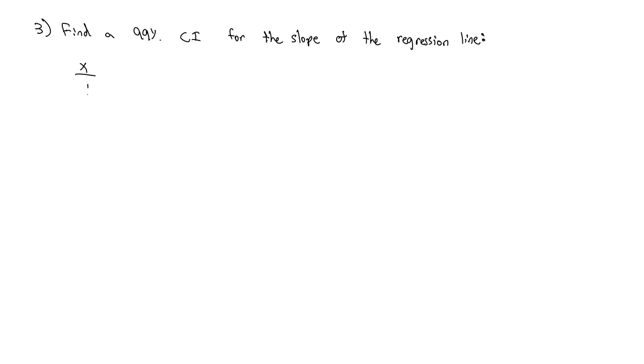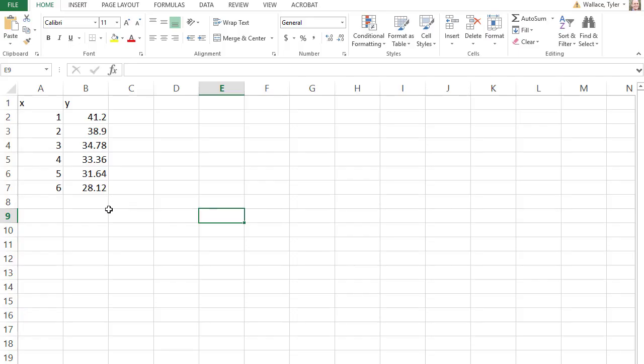Let's say x is 1, 2, 3, 4, 5, 6. And the y's for each of those values were 41.2, 38.9, 34.78, 33.36, 31.64, and 28.12. I've copied this data onto Excel.